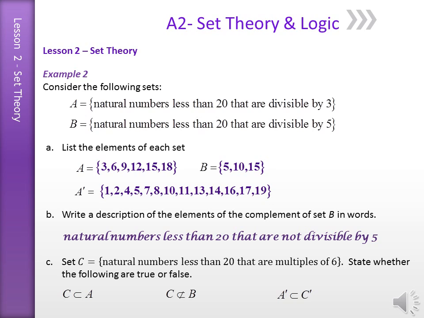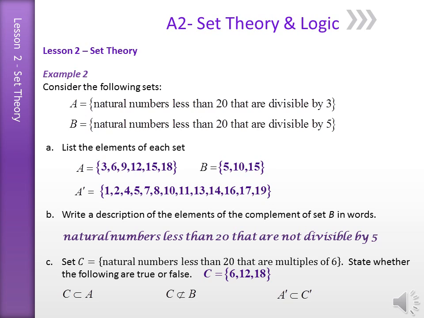I'm going to look at another set, a third set, C, which is the set of natural numbers less than 20 and multiples of 6. So first of all, what would this set look like? We're talking about the multiples of 6. So 6, 12, and 18. We have 3 elements.